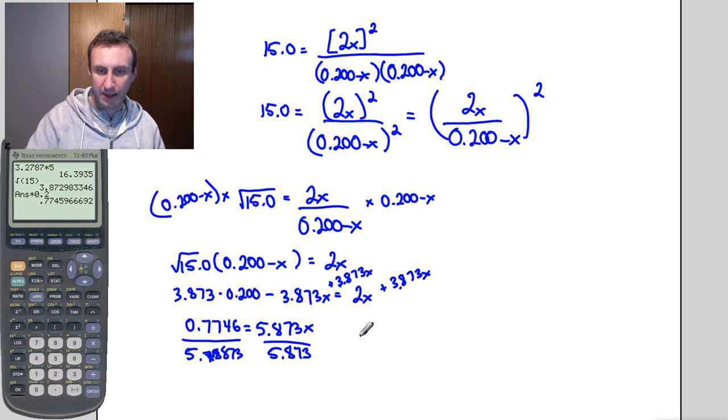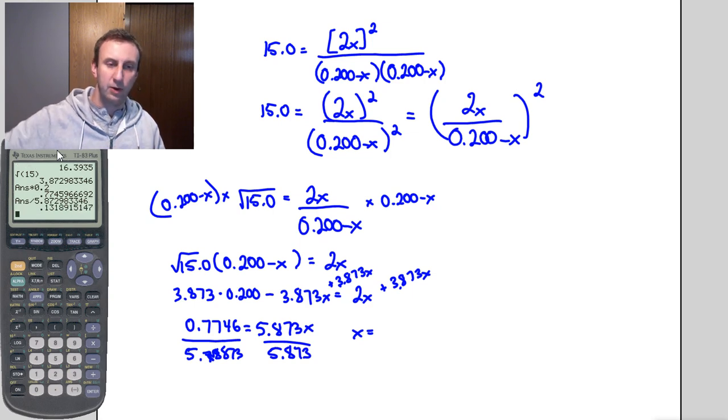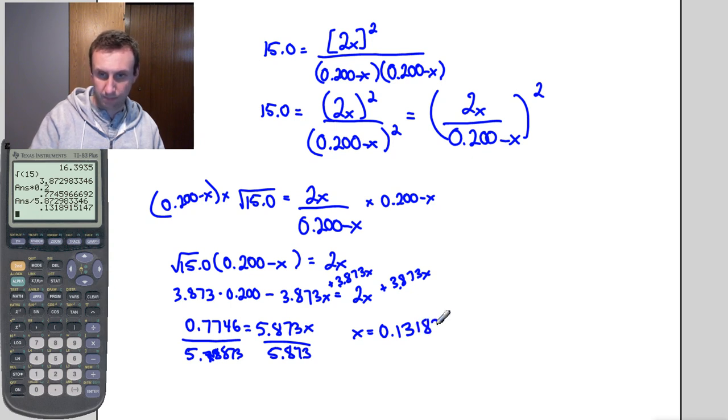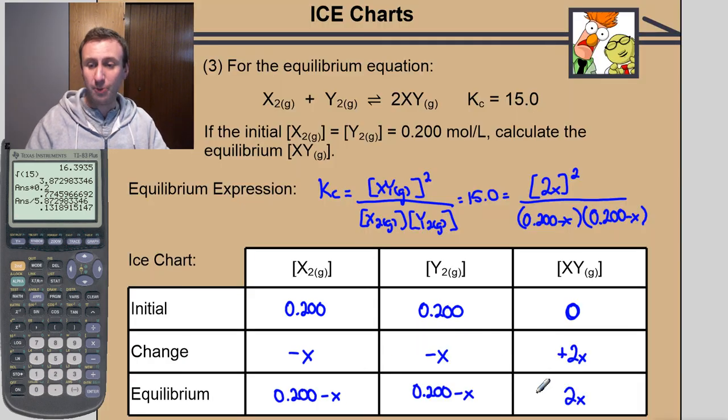And I'll end up with x is equal to, after I divide that by 5.8729833, 0.13189. So that's my x value. If I go back to here, it does make sense for x because at least that's less than 0.2. If I found a value higher than 0.2, it would make no sense.